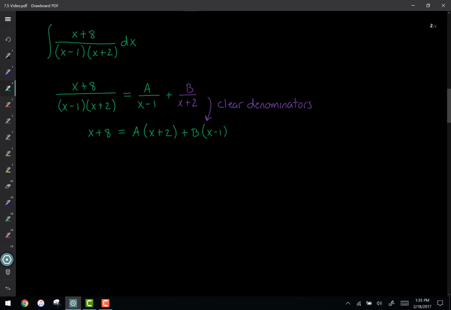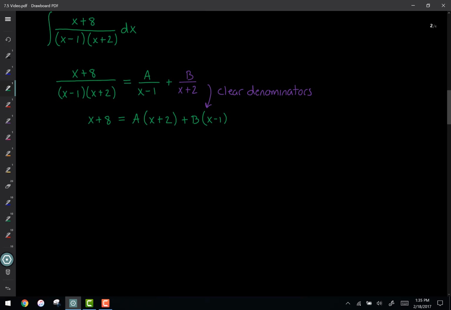All right. Now you want to pick convenient values of x and plug them in. Remember, we're trying to figure out what A and B are. So I noticed that if I plug in 1, that'll kill off all of this, and we can figure out what A is. So when x is 1, on the left-hand side, we'll have 9 equals 3A. So this tells me that A is equal to 3. We'll keep track of that.